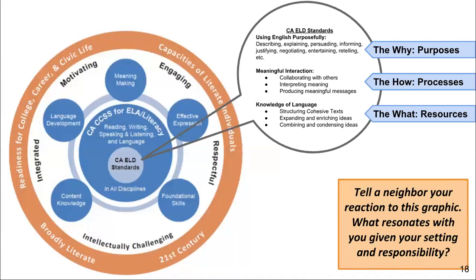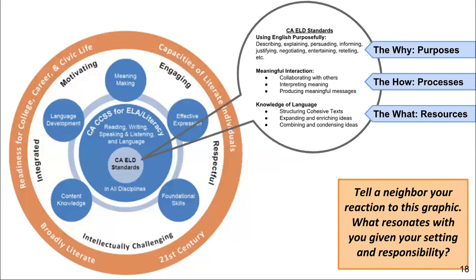And here you'll see the pieces that we saw in the graphic earlier in the slideshow. Through meaningful interaction, collaborating with others, interpreting meaning, producing meaningful messages, structuring cohesive text, expanding and enriching ideas, combining and condensing ideas. So the purposes, the processes, and the resources. So what am I doing? How am I doing it? And what do I need to use in order to make that happen?